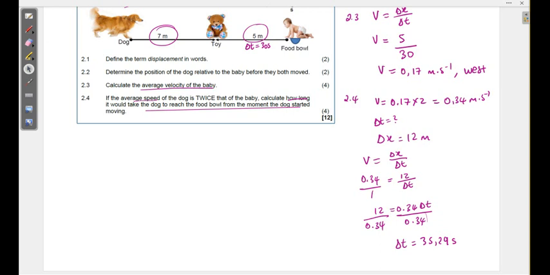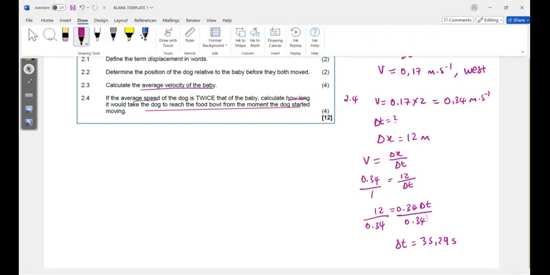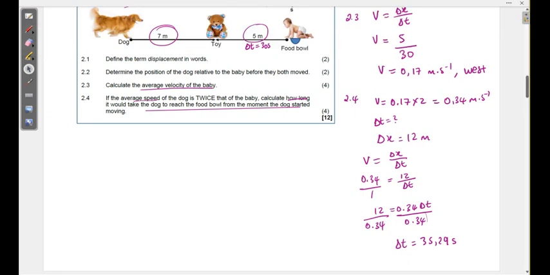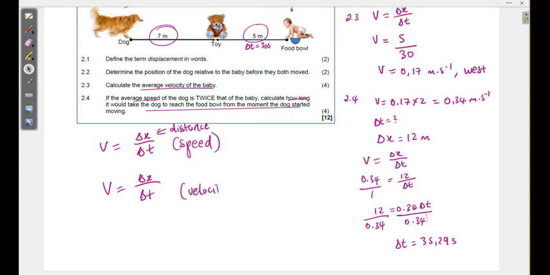And if you're looking at velocity, then it's displacement. If you're looking at distance, then you are looking at speed. So just to recap, if this is speed, then here we are considering the distance covered, right? Then if here we are talking about velocity, then here we are considering the displacement.